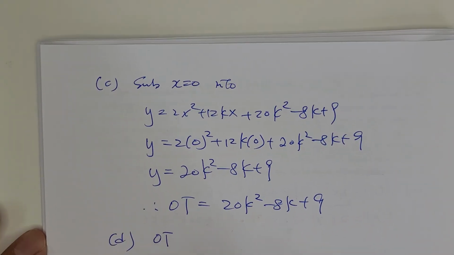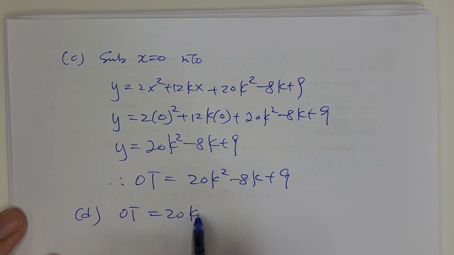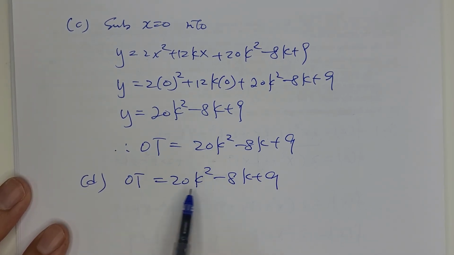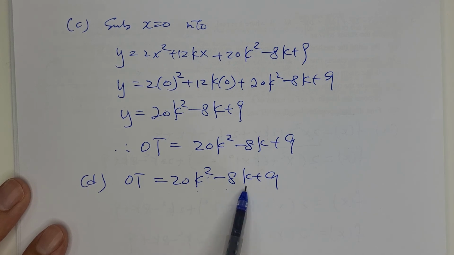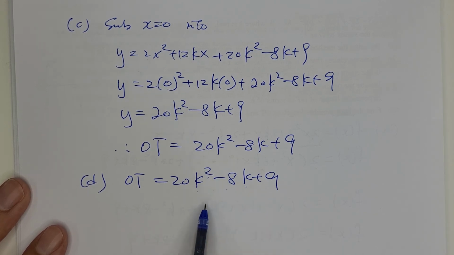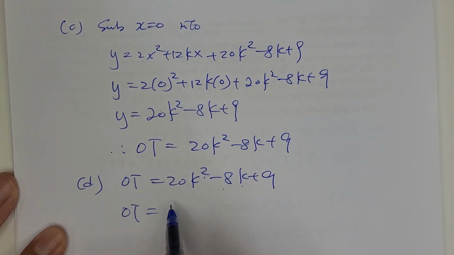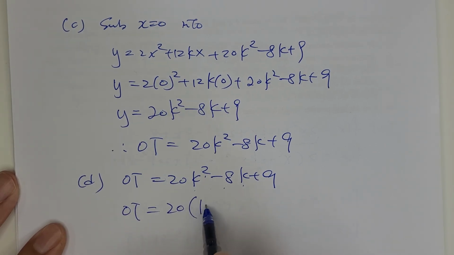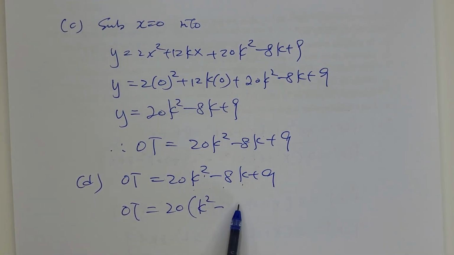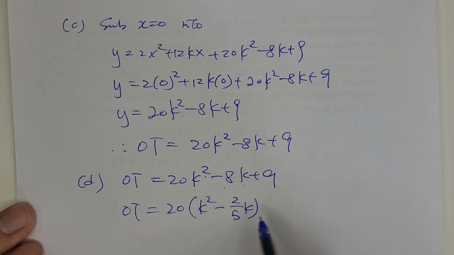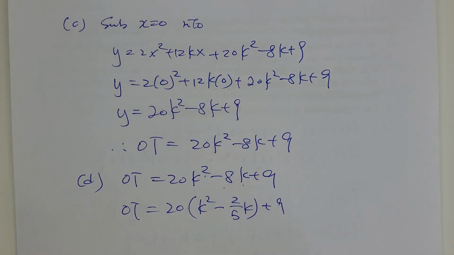So here, I consider the length of OT, that is 20k squared minus 8k plus 9. In here, remember, you do not take out the common factor of the coefficient of k squared and the coefficient of k. No, you always take out the coefficient of k squared. This is the first priority, so you always take out 20. So it is k squared and then minus 8 over 20, so that is 2 over 5, and plus 9, you can leave it outside.